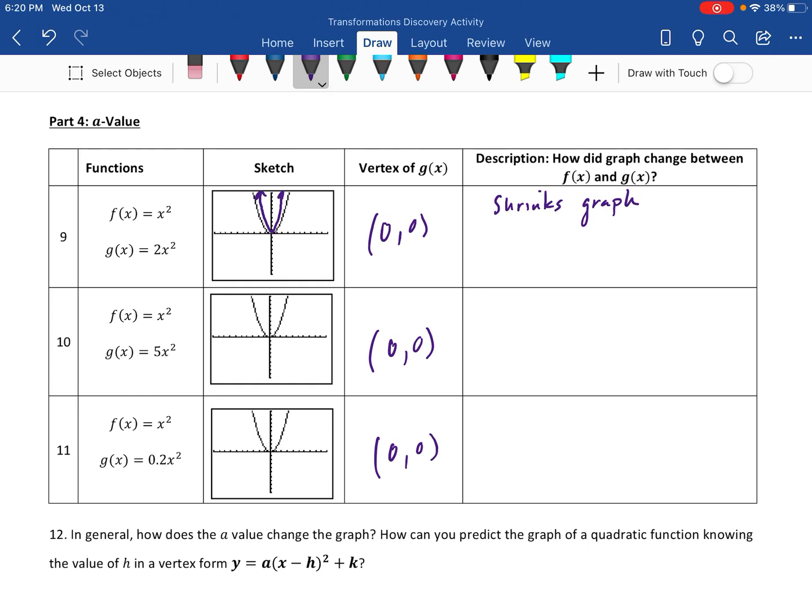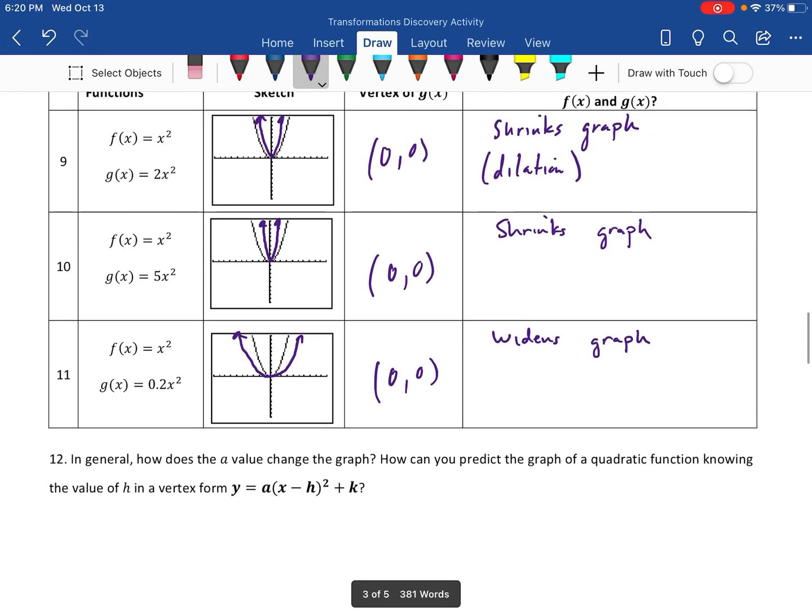This shrinking of something is a dilation. Think about dilating your eyes, right? When you go to the doctor and they dilate your eyes, they expand or contract. That's exactly what's happening here. So for 5x squared, you'll get the same thing, except it's a little skinnier, a little narrower. And then at number 11, you have 0.2x squared, and what happens here is a little different. It actually looks something like this. So instead of shrinking here, it actually widens the graph.